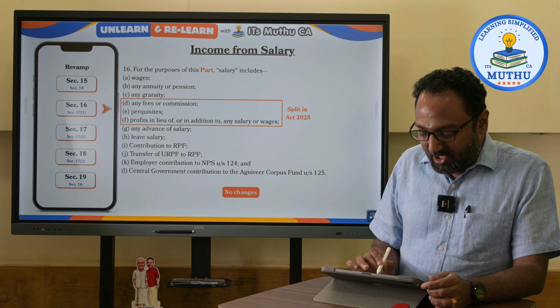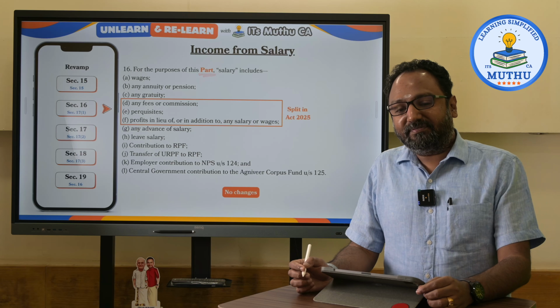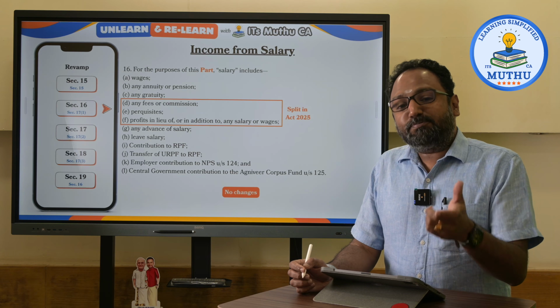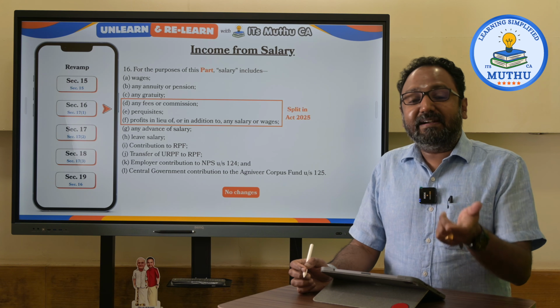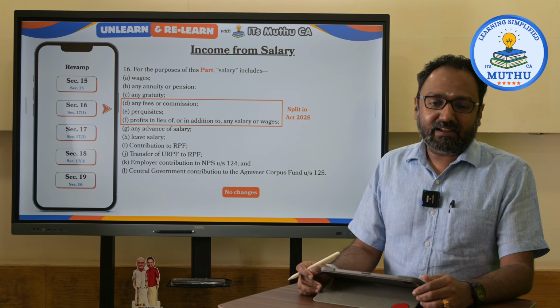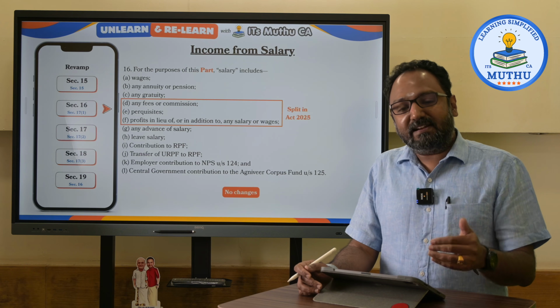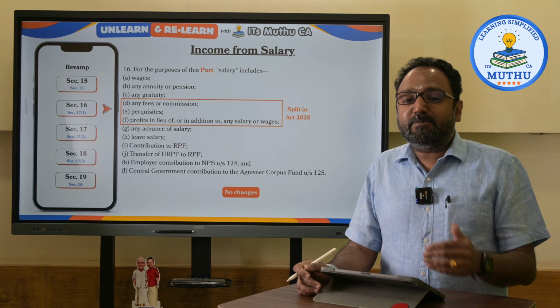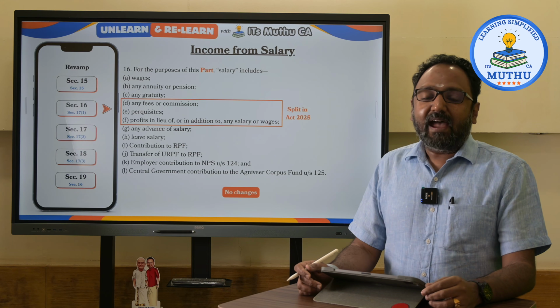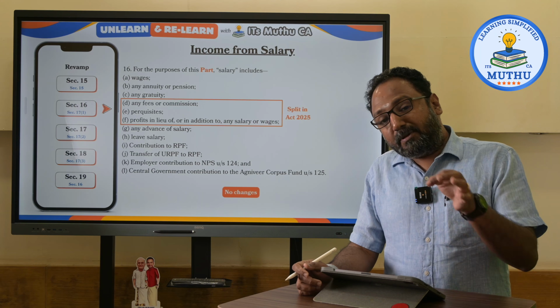Now they are saying, for the purpose of this part. Now what is a part? Part is nothing but the heading which is there in your Act 1961. So chapter and then headings. Now you have chapter and then parts. So there is no more heading in the Act 2025. So for the purpose of this part.